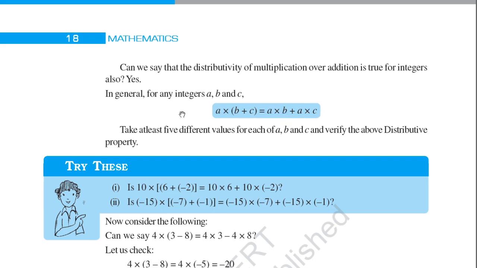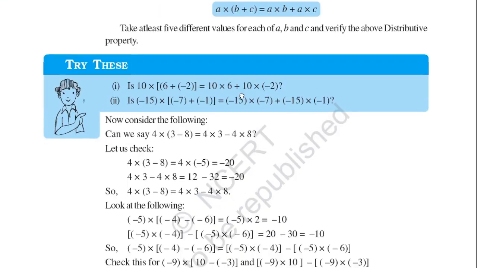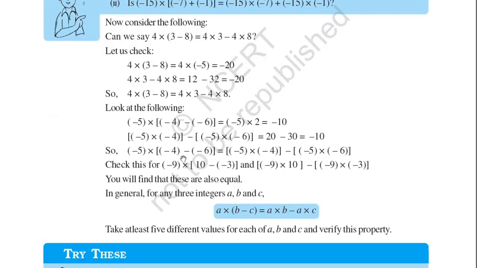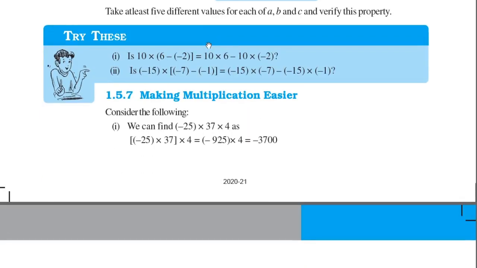Take at least 5 different values for each of a, b and c and verify the above distributive property. So you can try these examples. These are very easy examples of the above property we have studied.